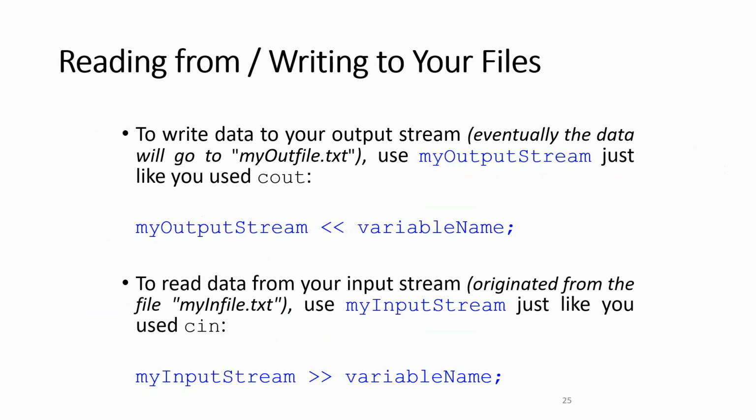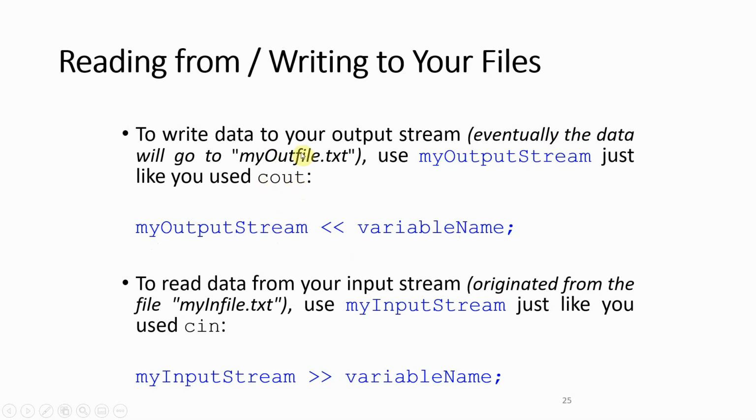Some of this is just repeated. To write data to your output stream, eventually the data will go to my outfile. Use this output streaming operator the same way that you use cout. This is the name of the object that is associated with the file. It goes here, and whatever you want to write onto it goes here.